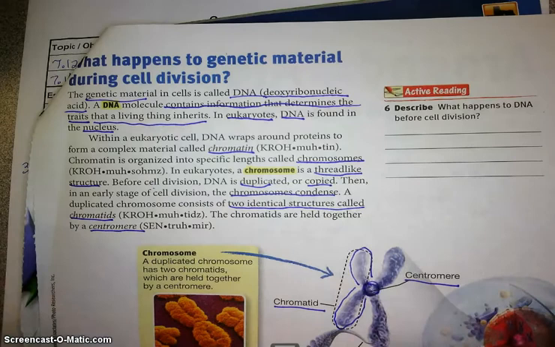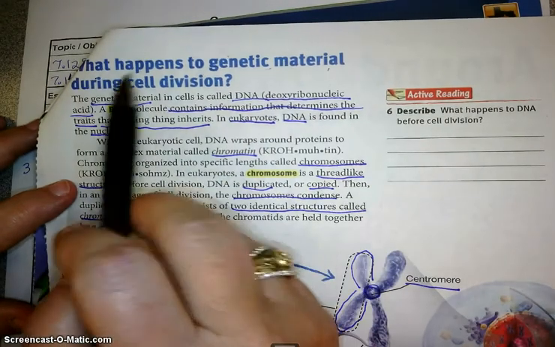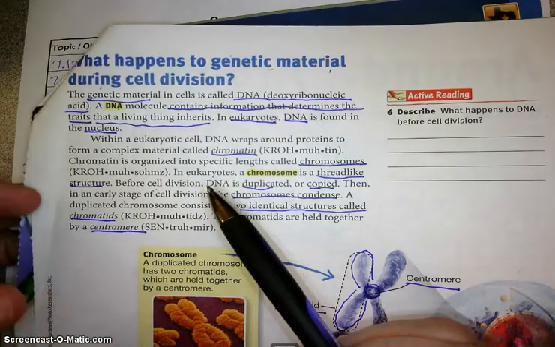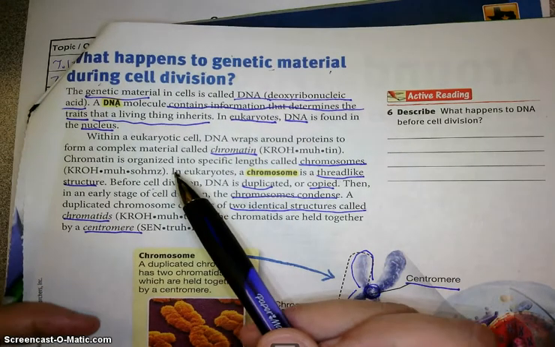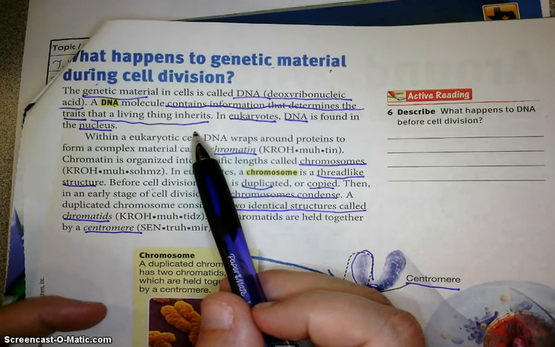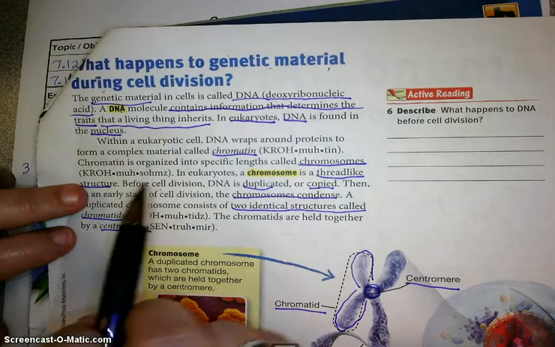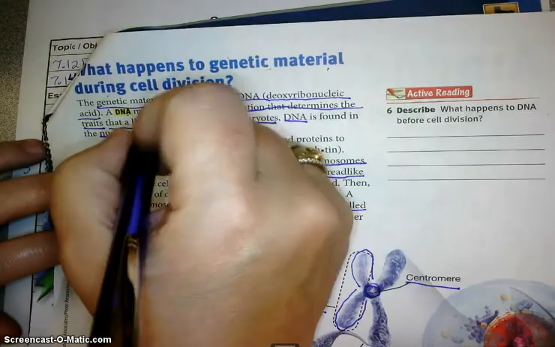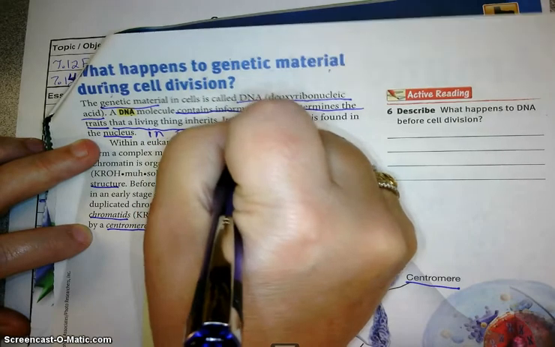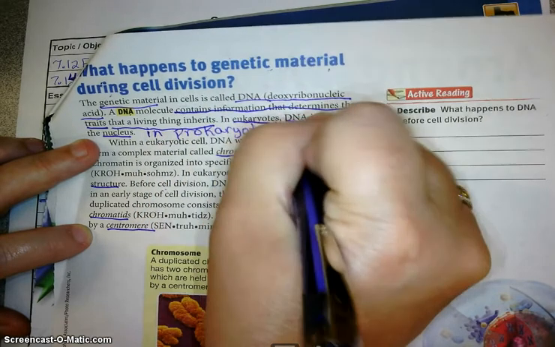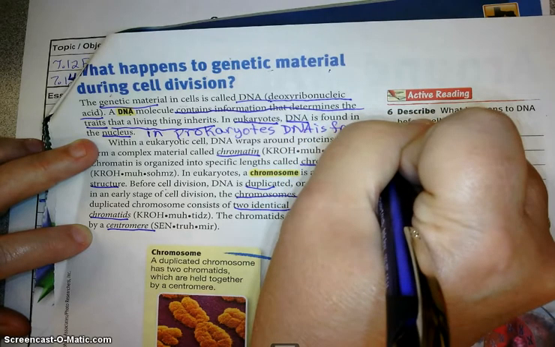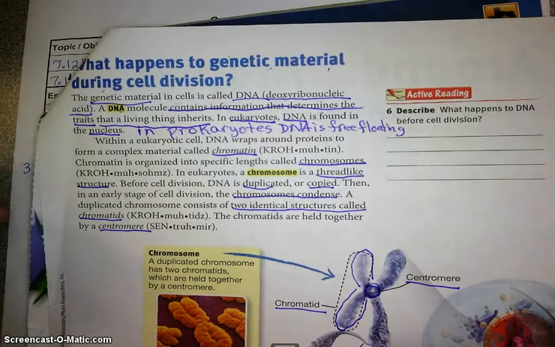On page 185, our question is going to be, what happens to the genetic material during cell division? It says genetic material in the cells is called DNA, or deoxyribonucleic acid. It contains the information that determines the traits that a living thing inherits. And in eukaryotes, DNA is found in the nucleus. But what about in prokaryotes? In prokaryotes, the DNA is free-floating. So add that to your textbook pages.